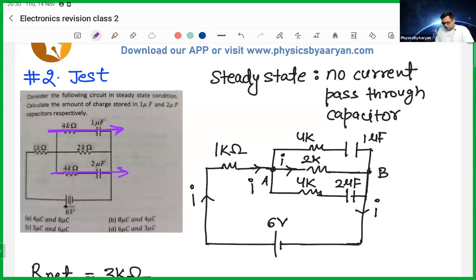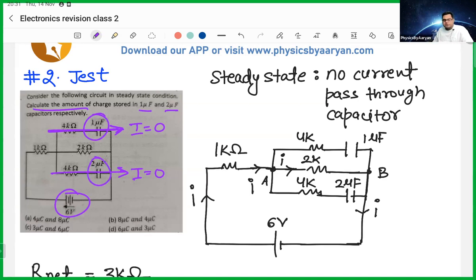So no current is flowing here, because first of all, there is a battery, which is a DC battery, and second of all, there is a steady state. Steady state means charging has been completed. So now no current will pass through the capacitor. Then they ask: what is the amount of charge on the 1 microfarad capacitor and the 2 microfarad capacitor? So what is the charge on this and what is the charge on this?